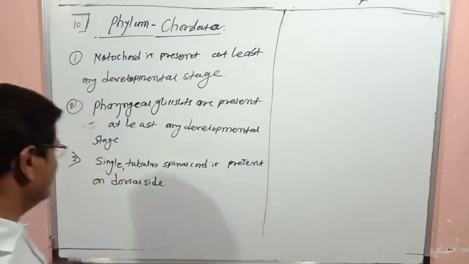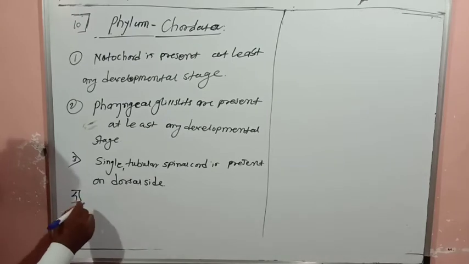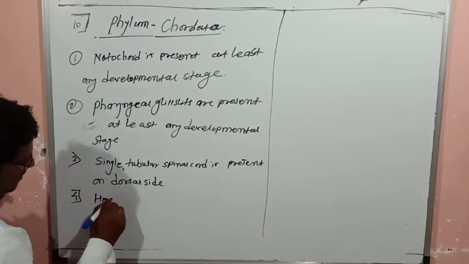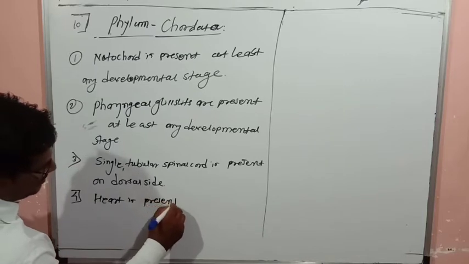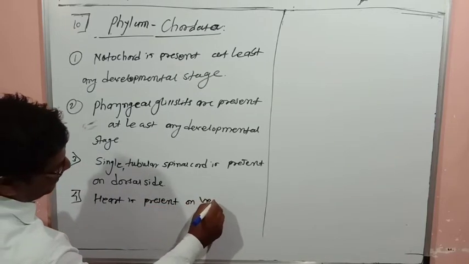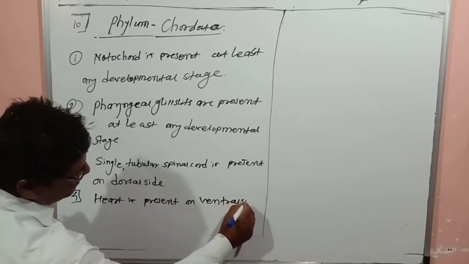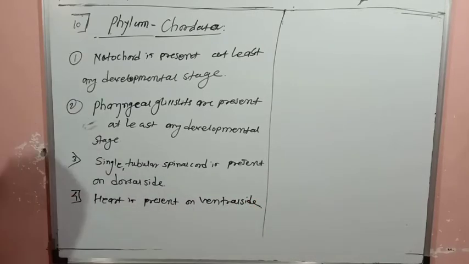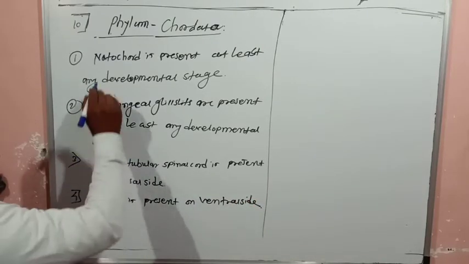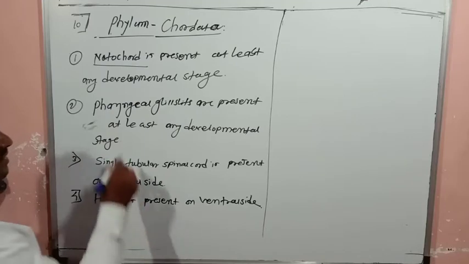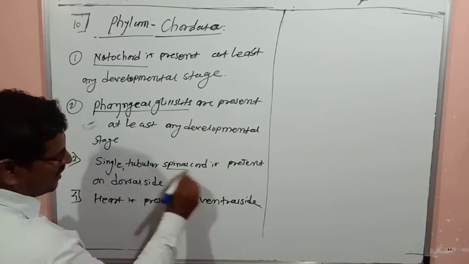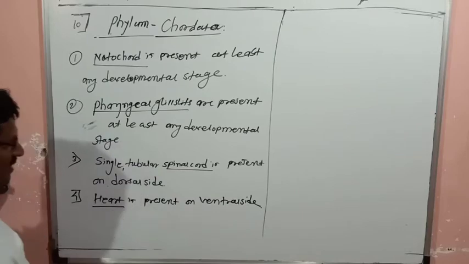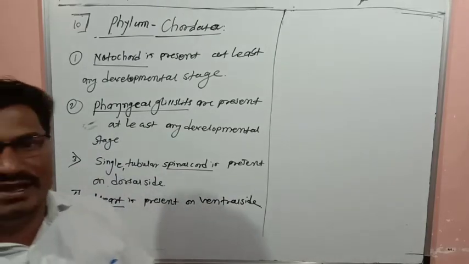And the last one, the fourth characteristic, is that the heart is present. Heart is present on the ventral side. So four characteristics you have to remember: notochord is present, pharyngeal gill slits are present, spinal cord is present, and heart is present. So these are the characteristics of the chordates.